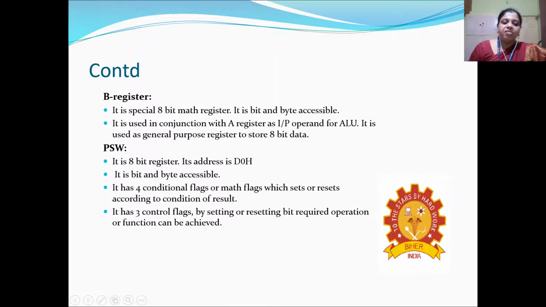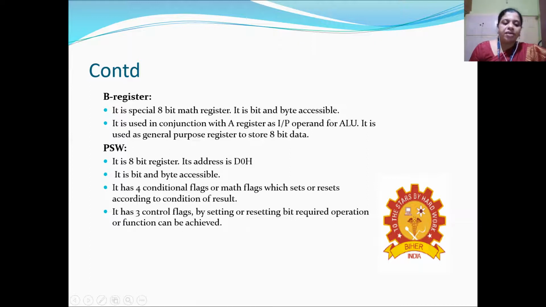Next is the B register. This is an 8-bit math register. Again, it is also bit and byte accessible. As a pair, it will be used combined with your A register. The basic thing is that it is used to store the data.